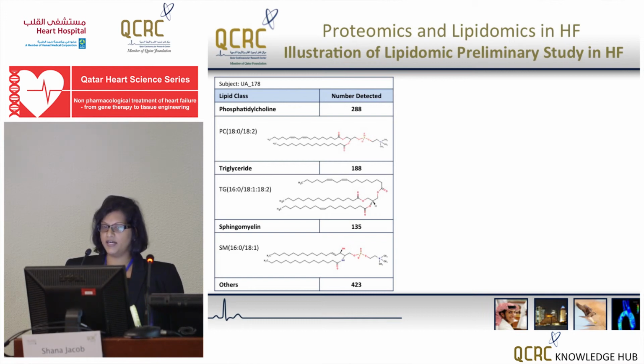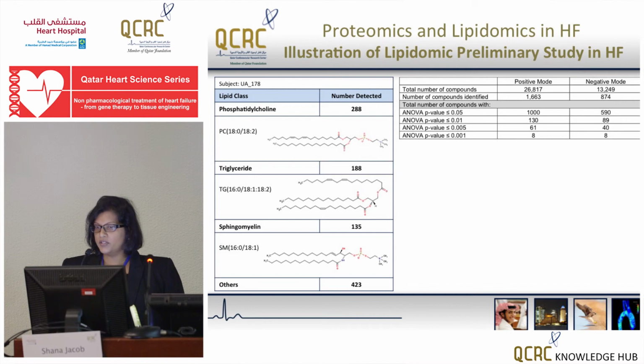We could identify 188 different types of triglycerides. Sphingomyelin is also found in the cell membrane and is also a signaling molecule. There were 423 other types of lipids as well in this patient's blood sample that we could identify.